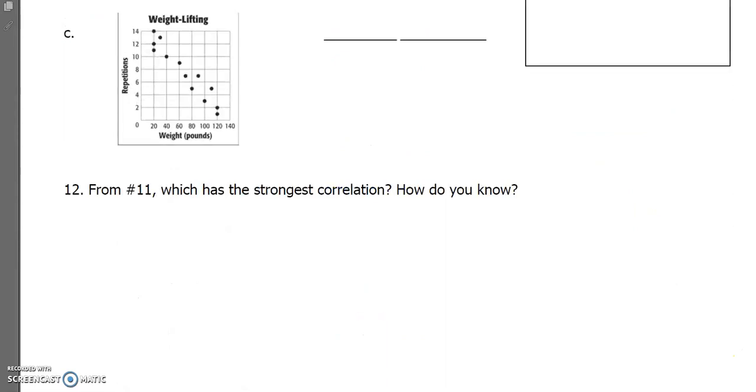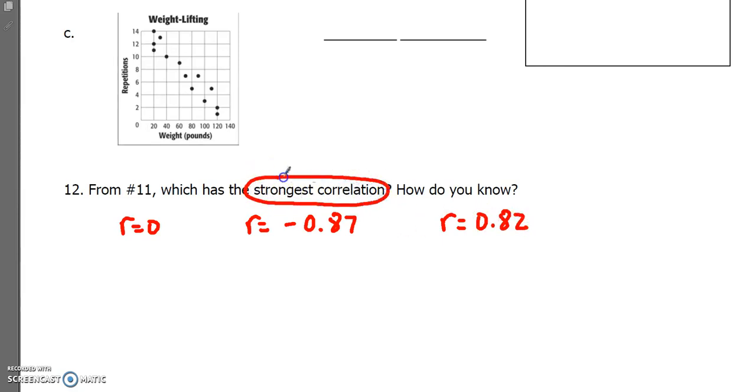So number 12 says, from number 11, which has the strongest correlation and how do you know? So let me just remind you, our correlations, R equals 0, R equals a negative 0.87, and then R equals a positive 0.82. So remember we talked about this again earlier. The correlation coefficient, the closer it is to 1, the stronger it is, the more likely it is modeling the data. So remember, we changed our 1 to 100%, and that way we could look at these as percent. So this would be 0%.